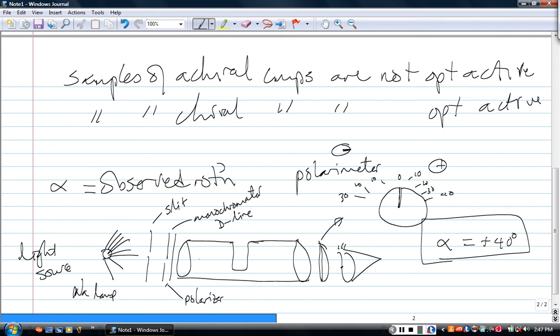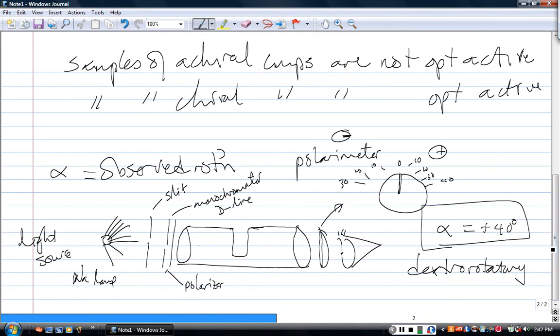So we say the sample then would be potentially dextrorotatory, right? In other words, it would rotate light to the right. So dextro means right, rotatory means the direction of rotation. But here's the problem. I can argue, suppose I started turning counterclockwise, and I turned and turned and turned and came here, I could argue that my sample really is not plus 40, but the alpha value really is minus 320. And in fact, my sample is levorotatory. Right? So if the sample rotates light clockwise, it's dextrorotatory or plus rotatory. If the sample rotates light anti-clockwise, we say it's levorotatory or minus rotatory.